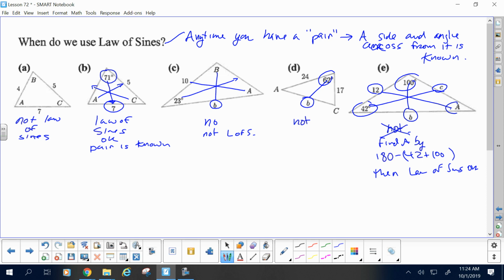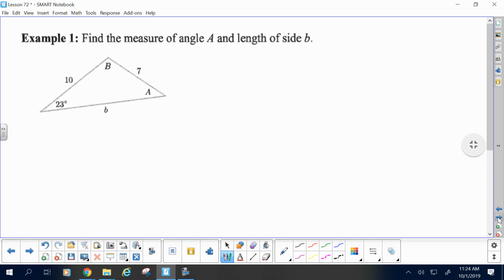All right, now let's talk about using it. Two cases, and we'll maybe get some of the homework done, and we'll see how it goes. So in this case, first and foremost, ask, is it applicable? It is applicable because you do have a pair, 7 and 23 degrees. So first you would say, is it law of sines? Later on, that'll be more important as you have law of sines and cosines. It is, it's okay. We have a pair. Next you set up your three ratios.